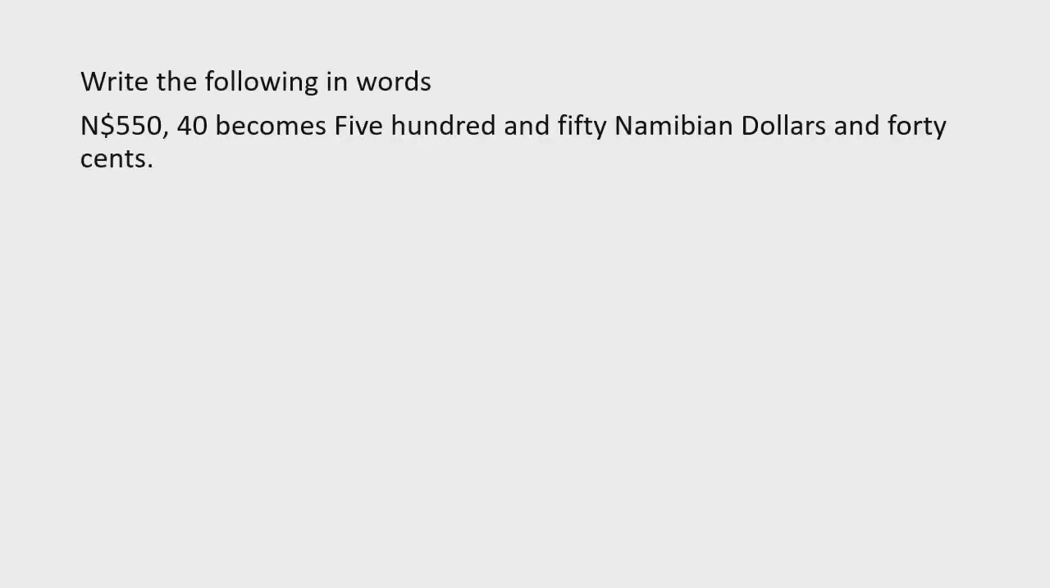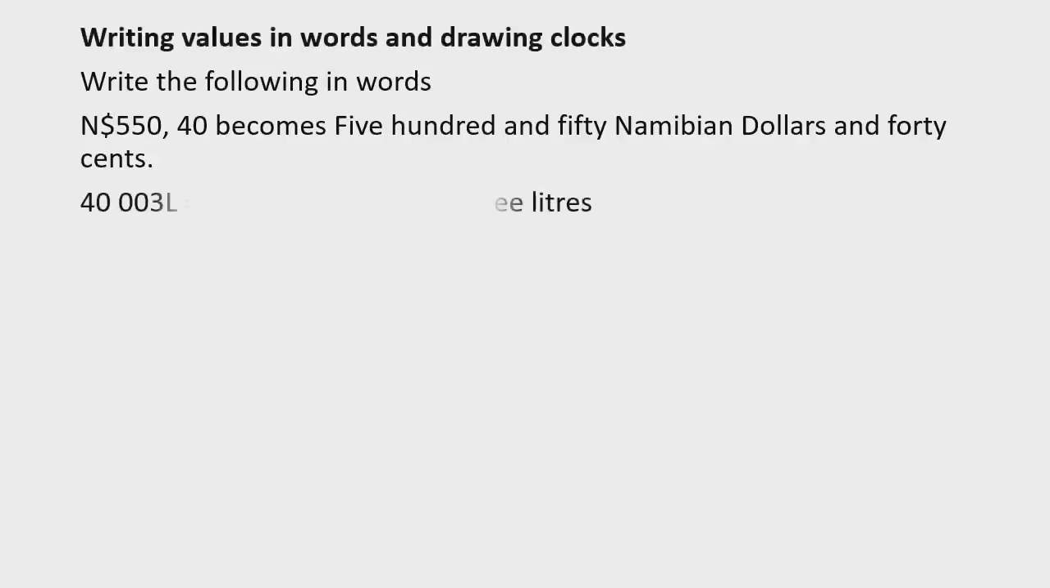Now, write the following in words is one of the requirements that we have to do, or questions that we ask. You write, for example, 550.40. That one becomes 550 Namibian dollars and 40 cents. You write the whole thing in words. Very important that you write that 40 cents. Very important that you write that Namibian dollar, because that N dollar stands for Namibian dollar. Don't just write the number.